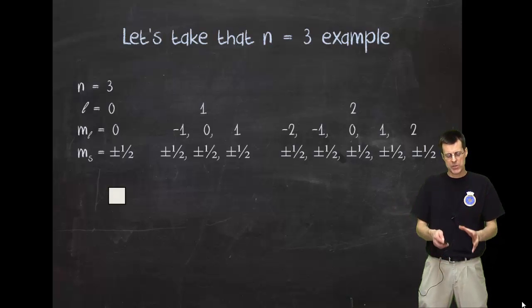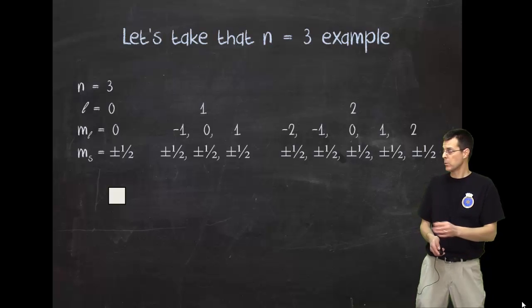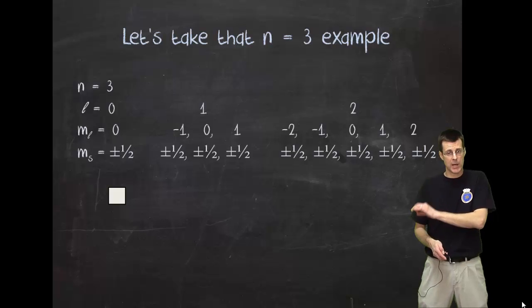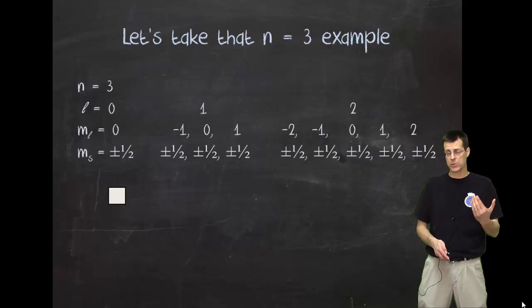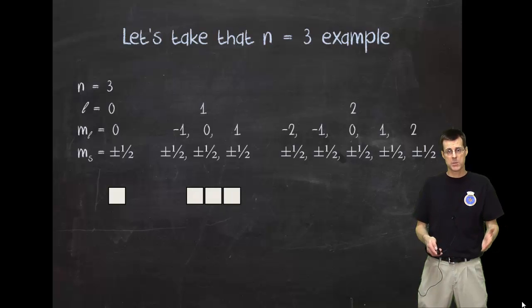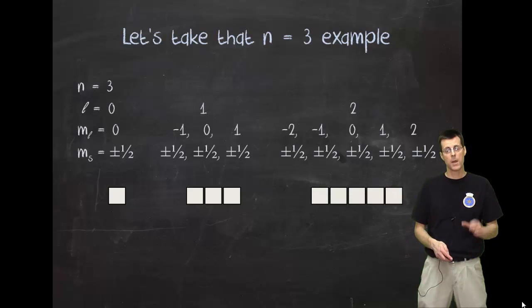I'm going to represent each orientation as a box. So each value of m sub L gets its own box. So in the first one orientation, one box. In the second one, 3 possible values, -1, 0, 1, 3 boxes. And the last one, 5 options, 5 boxes. Those are going to represent my orbitals.